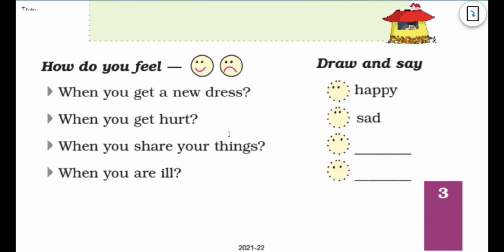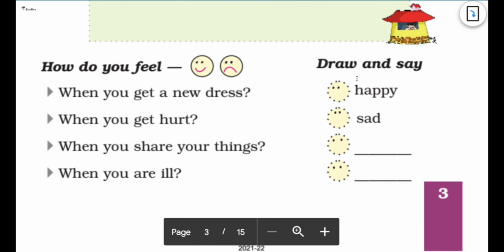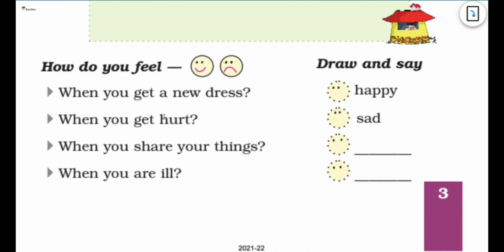So the next question is, how do you feel? In this, you have to read the question and then draw the emojis, alright? What kind of emotion does that question represent? And then you have to write it down. So when you get a new dress, suppose you are happy.